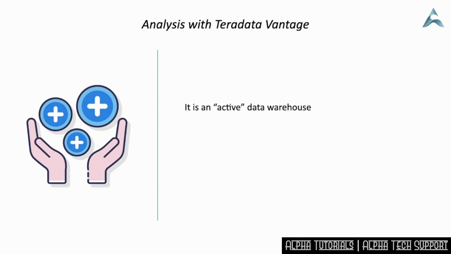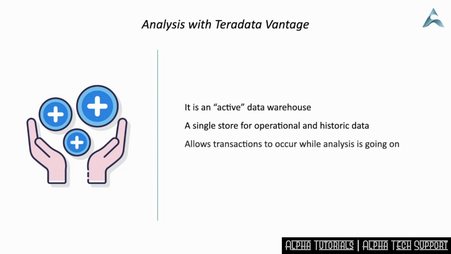On the other hand, if an organization were to adopt Teradata Vantage, they will be making use of an active data warehouse. In other words, a single store for both operational as well as historical data. And it's not like we need to flip a switch to go from carrying out transactions to performing analysis. Both of these types of operations can go on at the same time.